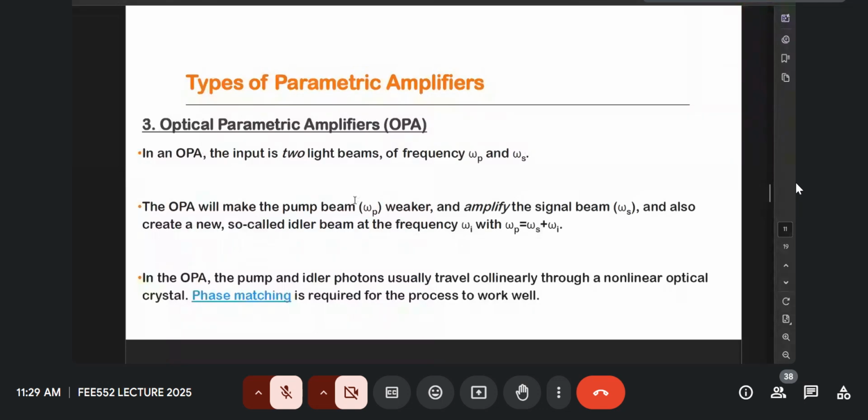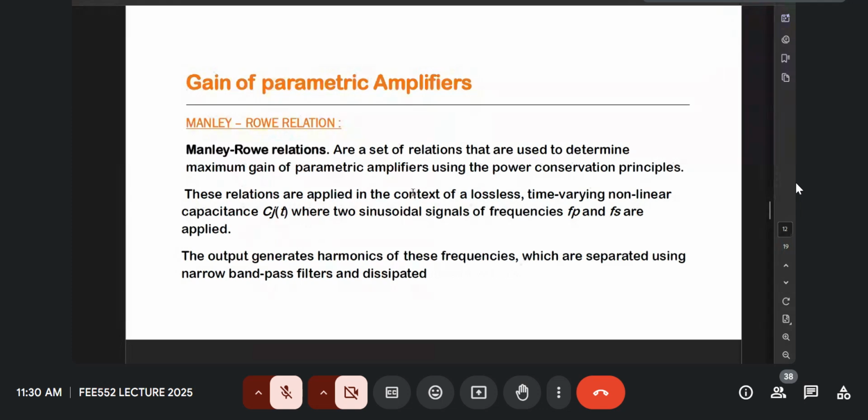So in OPA, the pump and idler photons usually travel collinearly through a nonlinear optical crystal. So phase matching is required for the process to work well, and also to have it stable. So we'll move to a parameter called the gain, the gain of these parametric amplifiers. In determining the gain, because the gain here will determine how strong our output signal is, or our optical output is.